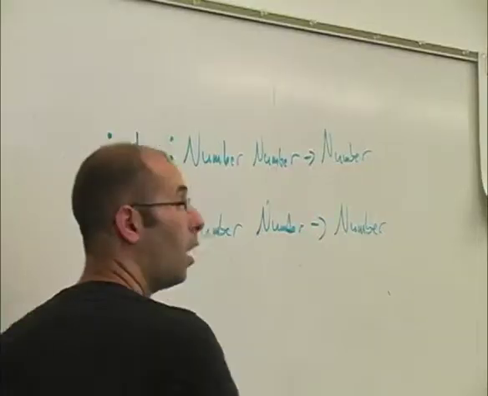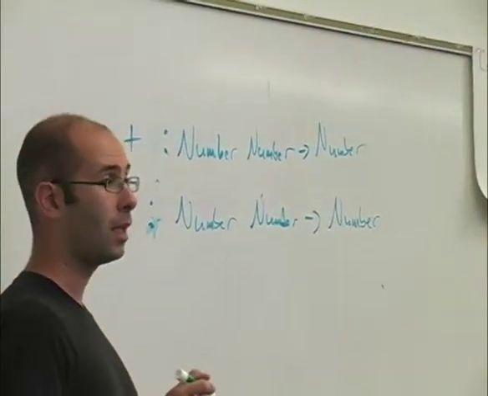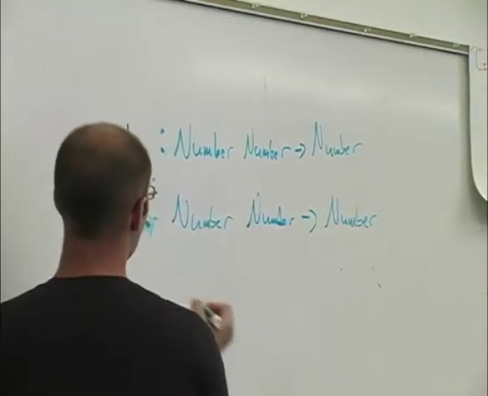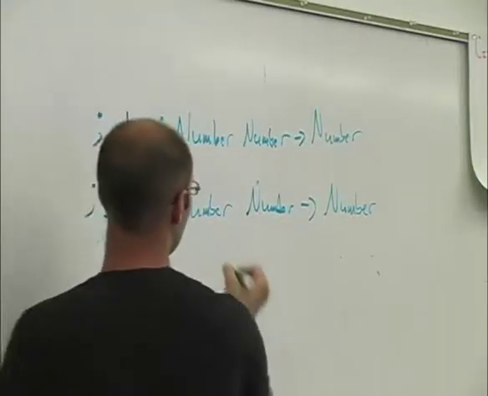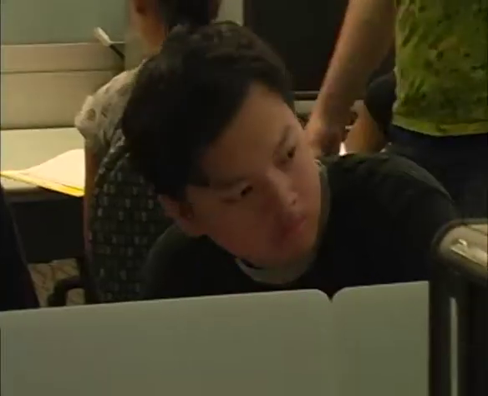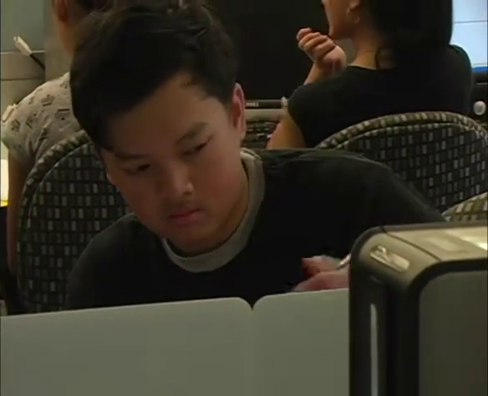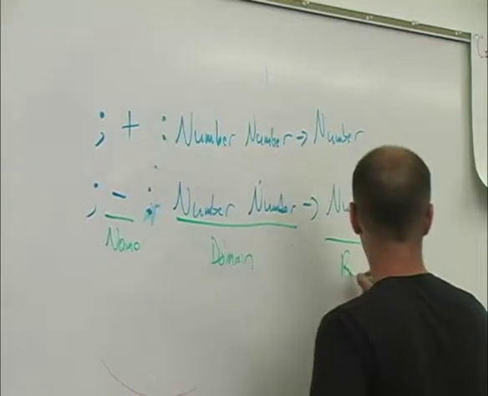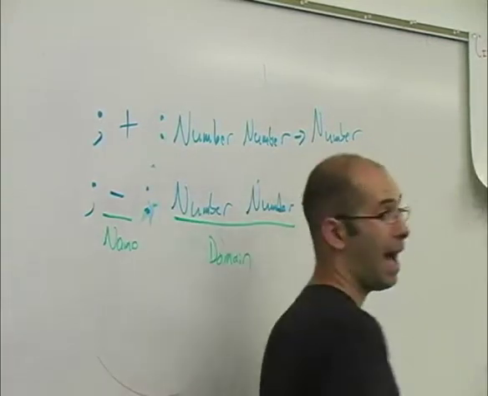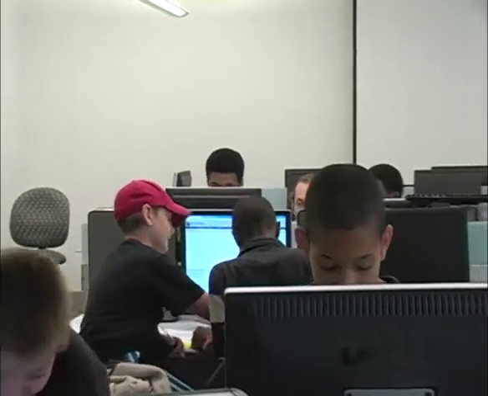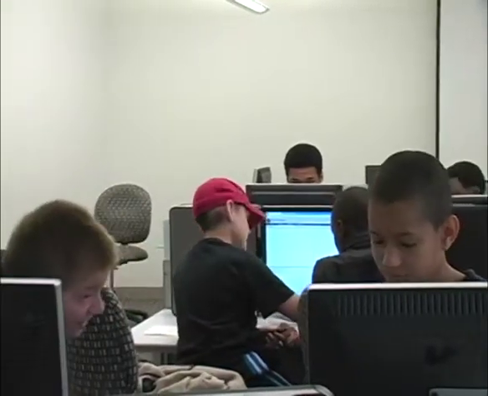These things that we've written up here are called contracts. Every contract has three parts. It's got the name of the function. So here it is plus, here it is minus. It's got a domain, that's the stuff you have to give to it to make it work. And then it's got the range, the stuff that it gives you back. And in a minute, I'm going to show you contracts for other functions that let you work with pictures.